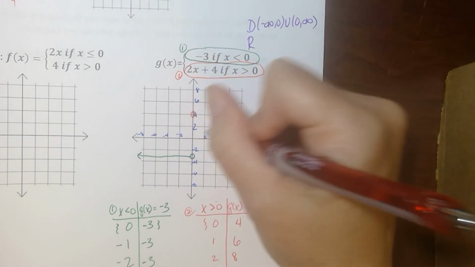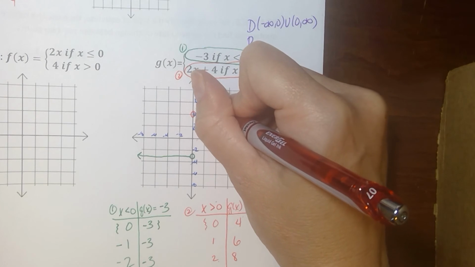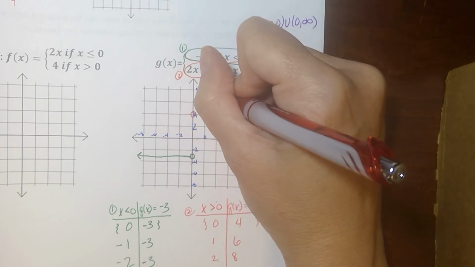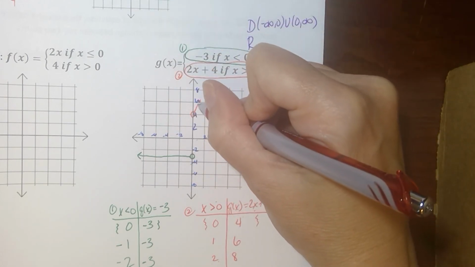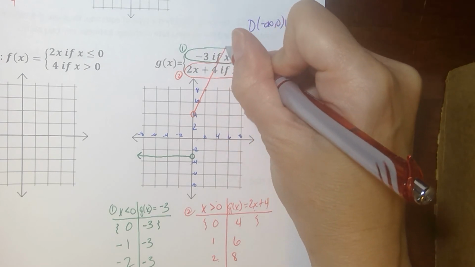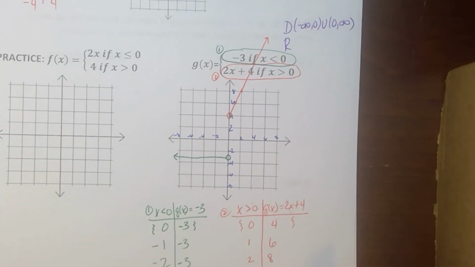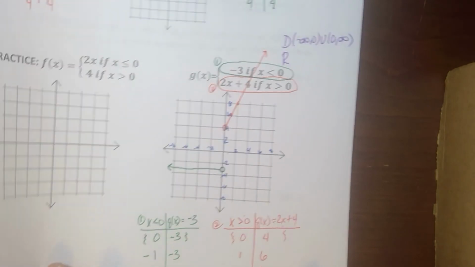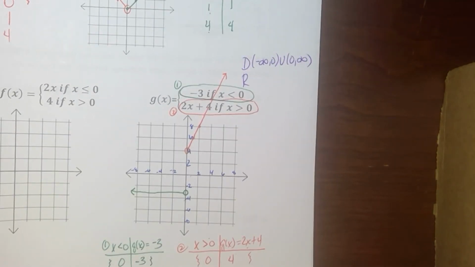Then I have the point (1, 6). So at 1, I'm up to 6. And at 2, I'm up to 8. So I have this really steep positive linear function that goes up just like that. Okay, let's talk about range now that we have our function graphed.